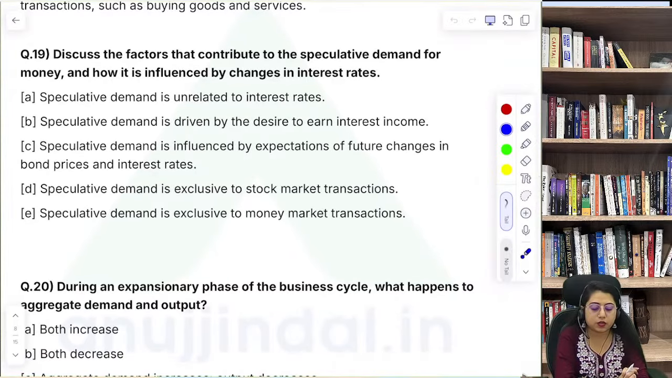Discuss the factors that contribute to the speculative demand for money and how it is influenced by changes in the interest rate. Speculative demand is unrelated to interest rate. Speculative demand is driven by the desire to earn interest income. Speculative demand is influenced by the expectations of future changes in the bond prices and interest rate. Speculative demand is exclusive to the stock market transactions. What do you think is the right answer over here? Yes, the right answer is C.